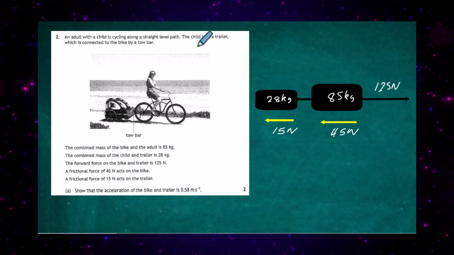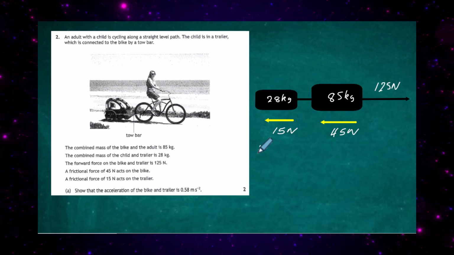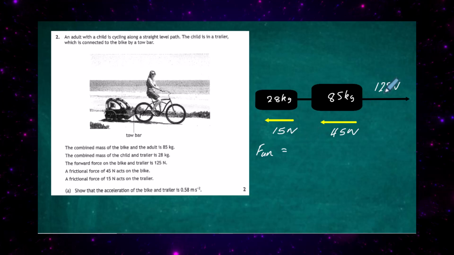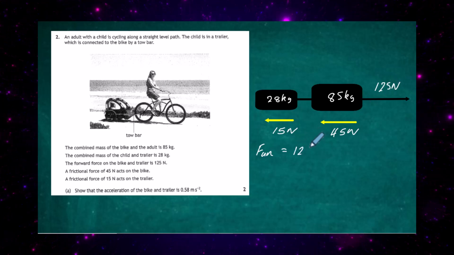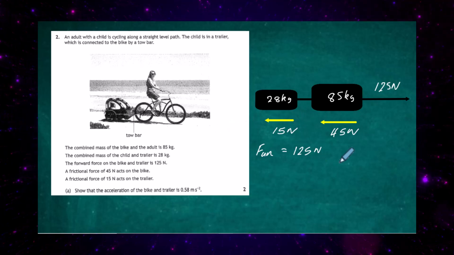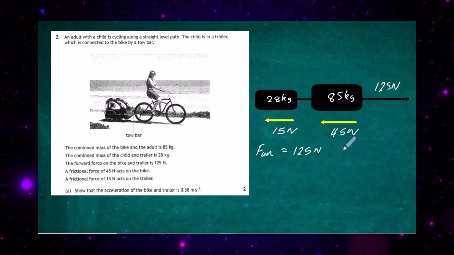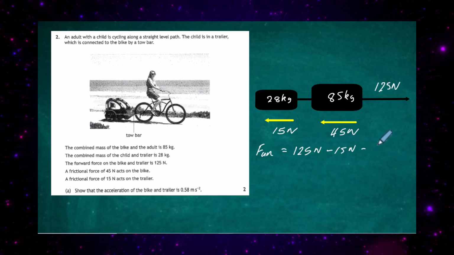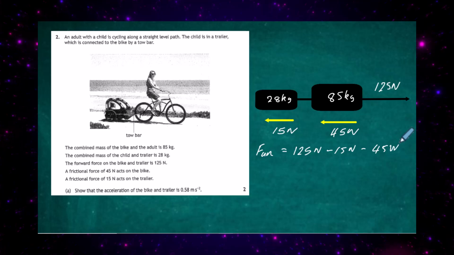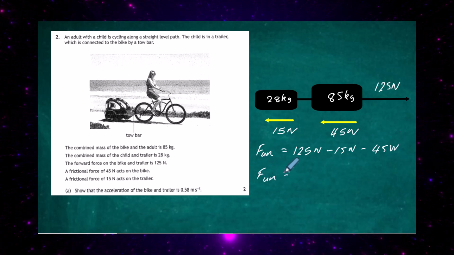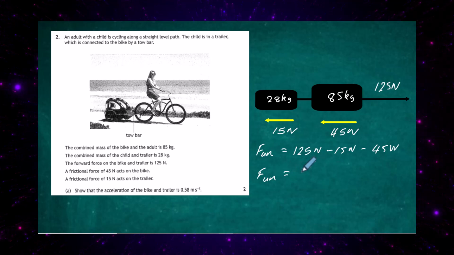All we have to do is find the unbalanced force, and the unbalanced force acting on this system is the forward force, which is 125 newtons. And we have to subtract the 2 forces going back the other way, to the left. The frictional force always acts against the motion. So we have to subtract the 15 newtons, and we have to subtract the 45 newtons. So our overall unbalanced force should be of the value of 65 newtons.